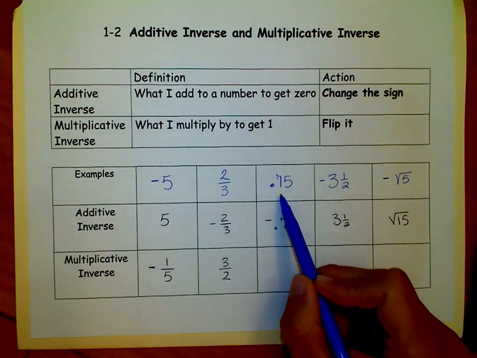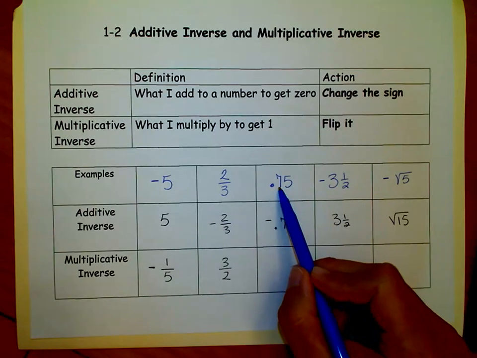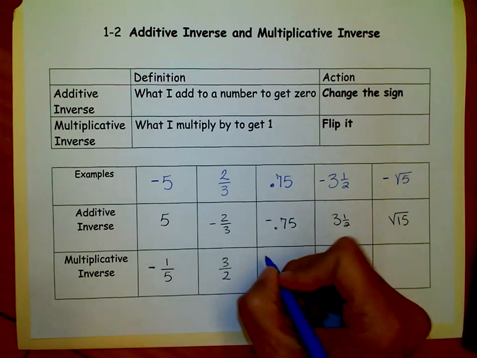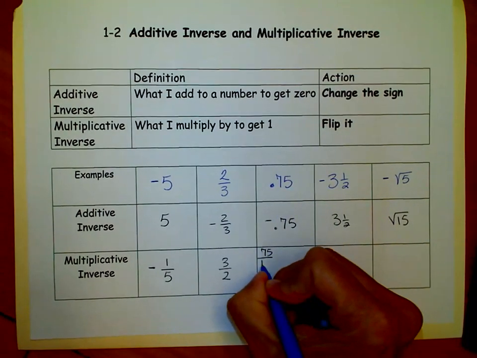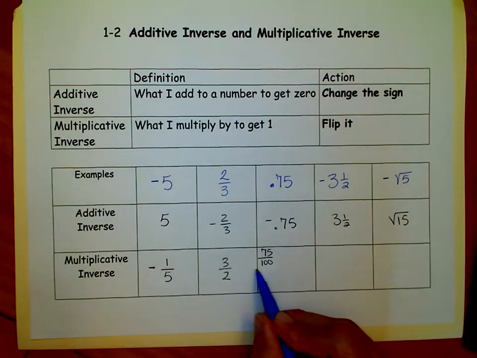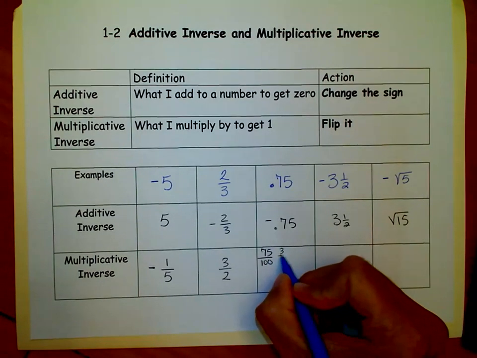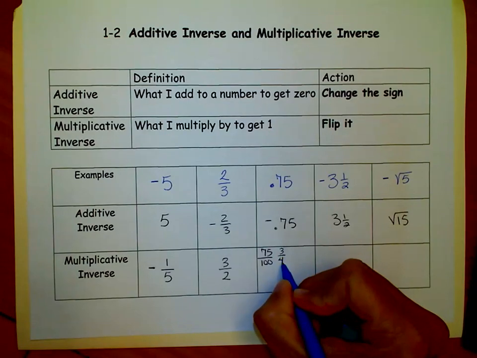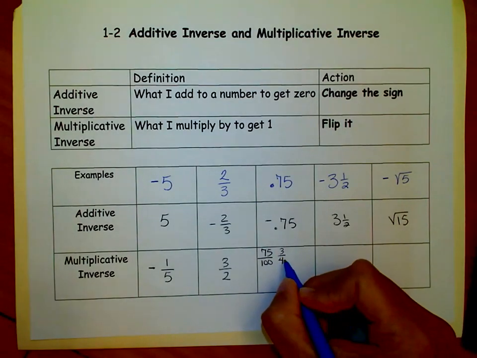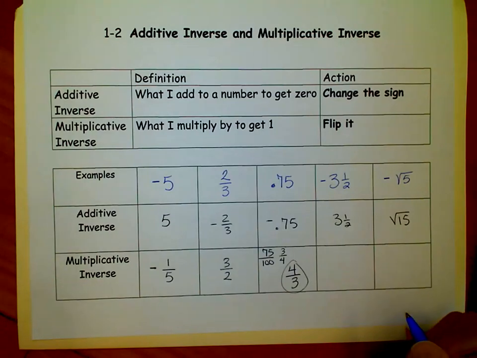If you say 0.75 correctly, you say 75 hundredths. Remember, that's the tenths place, that's the hundredths. Then you could write 75 hundredths. And then you could flip that and reduce it. Or you could reduce it and then flip it. It doesn't really matter. But if I reduce this fraction, 25 goes into there 3 times, 25 goes into there 4 times. And then once I have a reduced fraction, I can flip the fraction over to find my multiplicative inverse. So that's how you would do decimals.